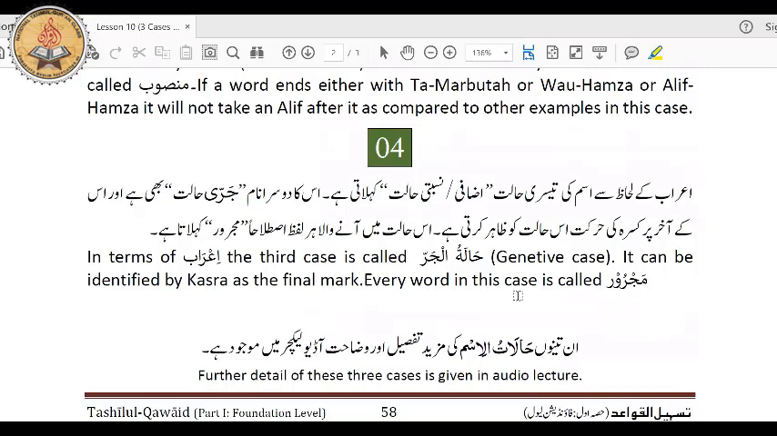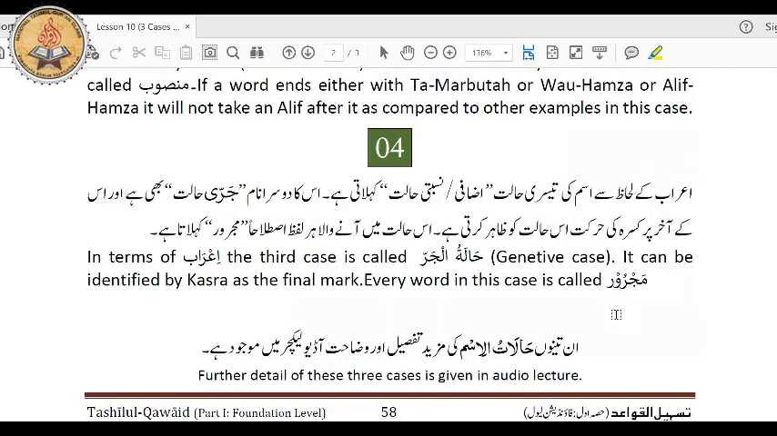So every word in this case is called majroor. Majroor, jar means to bring it down. It is mentioned in the Quran that Prophet Musa, peace be upon him, became angry with his brother Harun, peace be upon him, for a certain reason, and he was pulling him down by his hair: "Yajurruhu ilay."